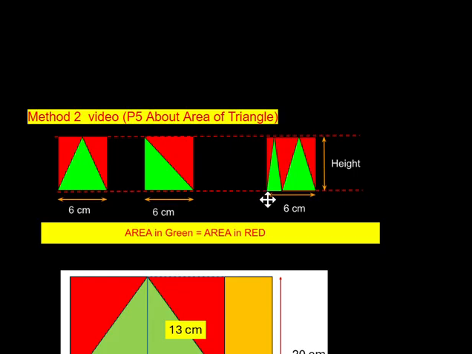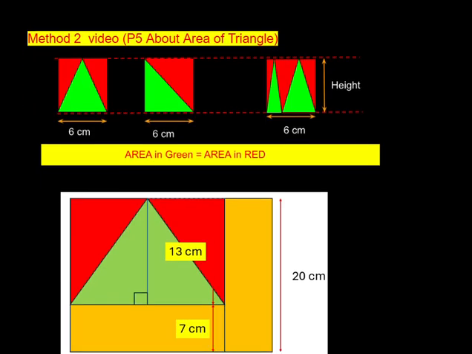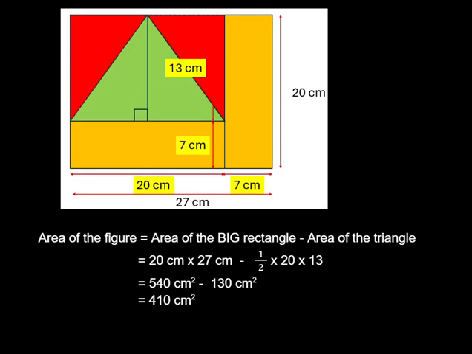You notice here it touched the corner below and the touch corner below. So the area in green is always equal to area in red. So based on this, if I draw this figure, this area in green is also equal to the area in red. So now I can say that the area of this figure, of course without the red, is the area of the big rectangle. The big rectangle refers to 27 by 20, this big rectangle, minus away the area of the triangle, will give me the area of this figure.